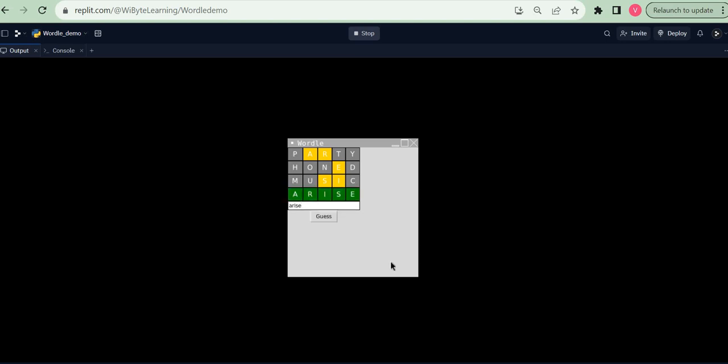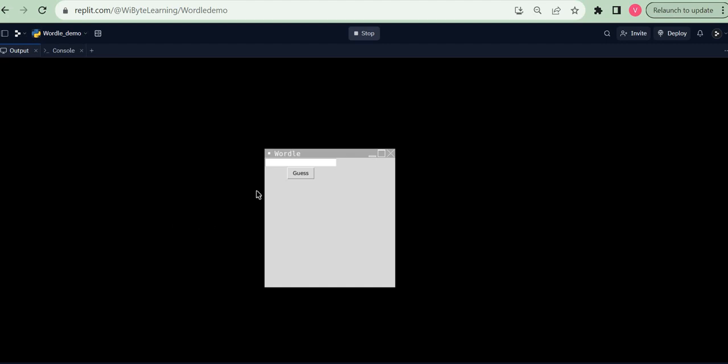Suddenly, I notice that all the letters have become green because they are now at the right place. And in fact, I've guessed the right word. Let's take one more example. Once again, I start with my three favorite words, which are party.